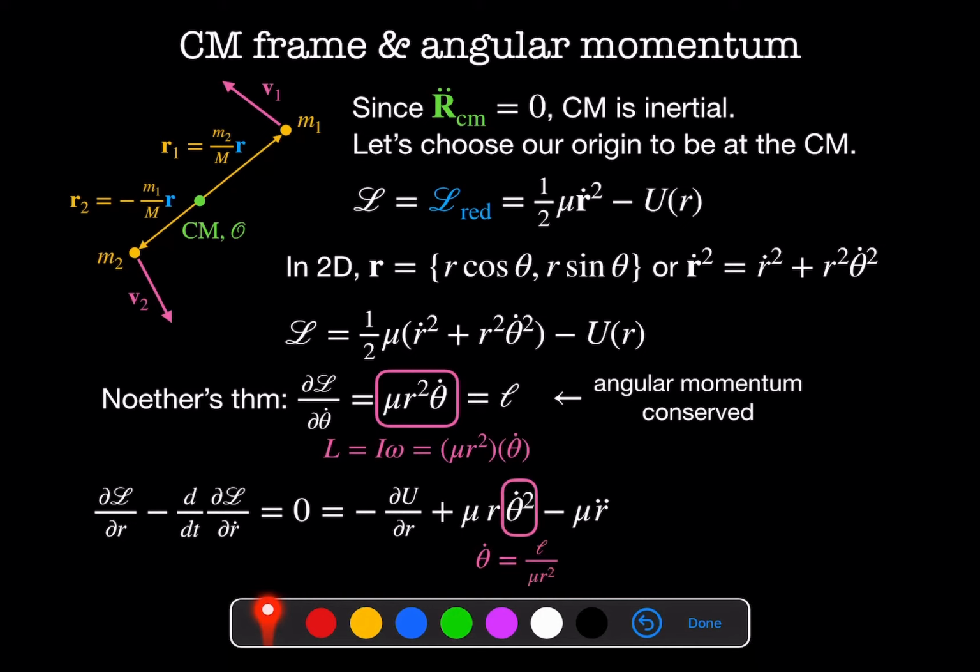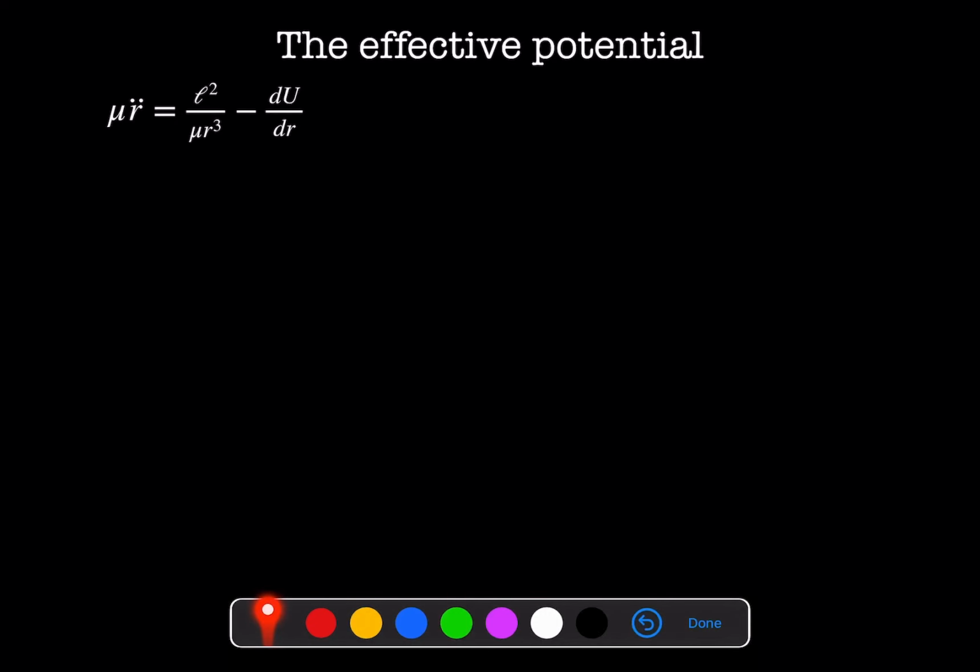And our angular velocity, theta dot, is just equal to L, or the angular momentum, divided by the moment of inertia, or mu r squared. We can rewrite our equation of motion as minus du by dr plus L squared over mu r cubed minus mu r double dot is equal to 0. The force in the r direction is equal to L squared over mu r cubed minus du by dr.